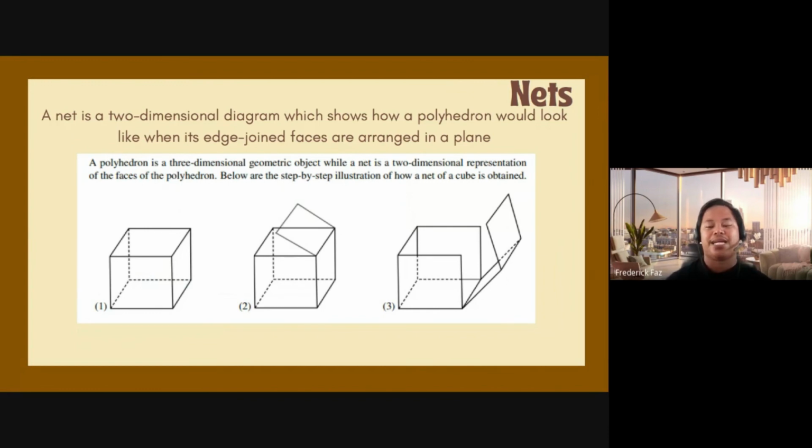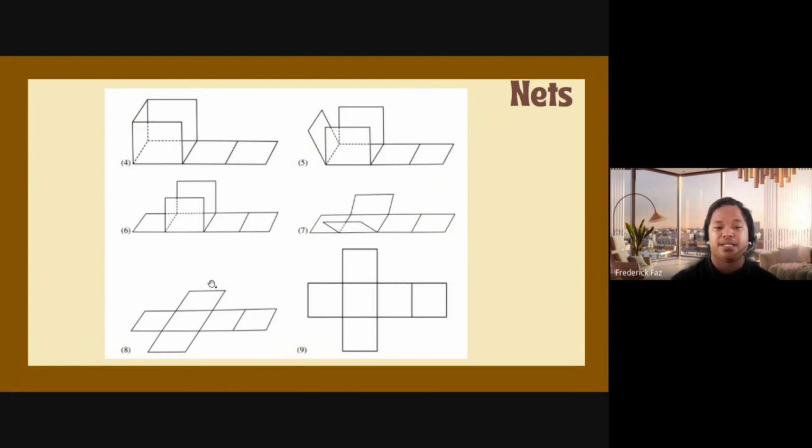We have here nets also. A net is a two-dimensional diagram which shows how a polyhedron would look like when its edge-joined faces are arranged in a plane. So we have here a cube. These are some nets and how we are to create a cube. These are the steps or illustrations.